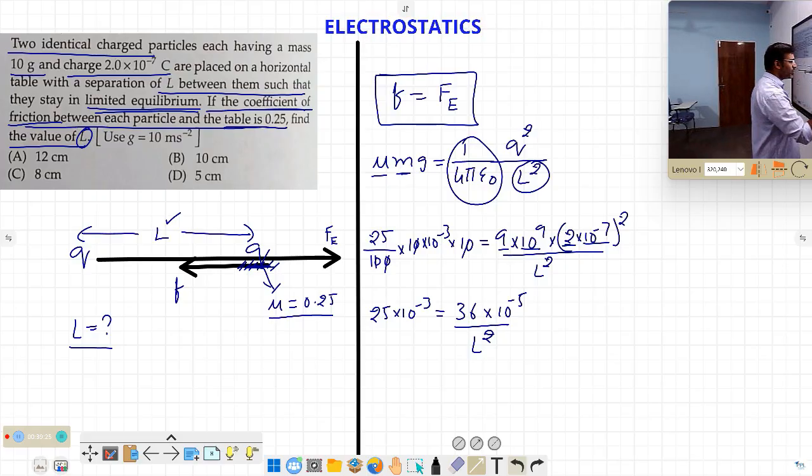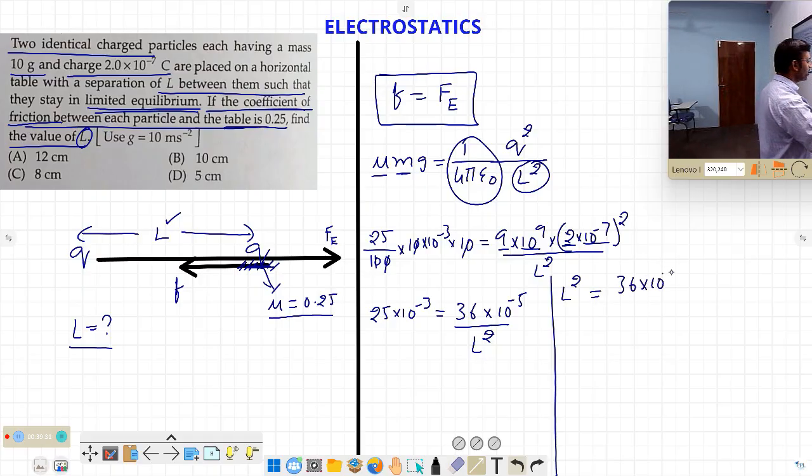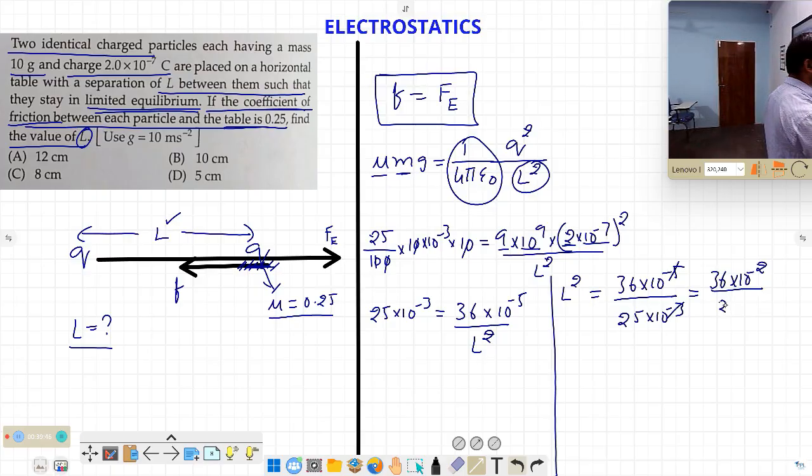So from this, what I can write, L square is equal to 36 into 10 power minus 5 by 25 into 10 power minus 3. Here also we can cancel. This becomes 10 power minus 2. That is equal to 36 into 10 power minus 2 by 25 I can write.